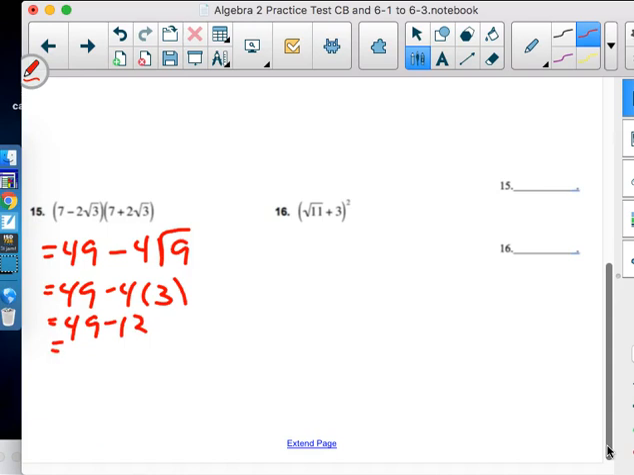49 minus 12? Ta-da! Didn't we know it was supposed to come out nice? Yeah, these are conjugates. That's that fancy word for what we see there with the plus and the minus. 16. Do you suppose we can distribute that too? Can we just distribute it?